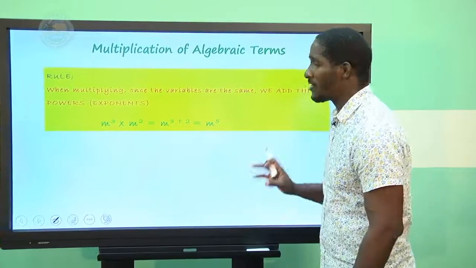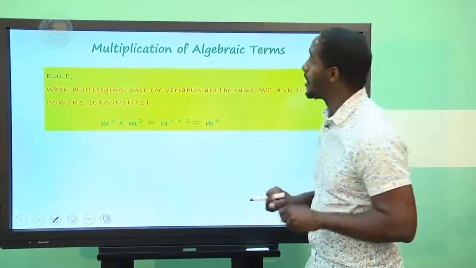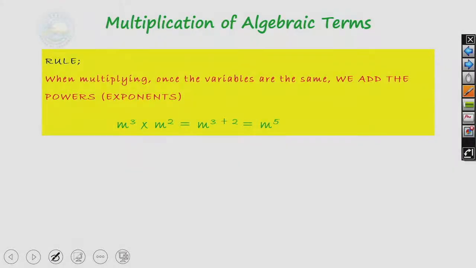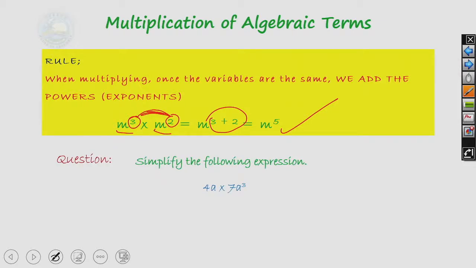Now for multiplication of algebraic terms, here's a rule that I want you to learn. The rule is, when multiplying algebraic terms, once the variables are the same, we add the powers or exponents. So here, the variable is m, the variable here is m. The power here is 3, the power here is 2. Since the variables are the same, once we are multiplying them, we are going to add these powers. So my answer here is m to the power 3 plus 2, which gives me m fifth. Once you are multiplying terms in algebra, we add our exponents.